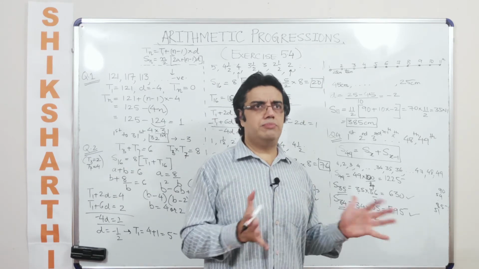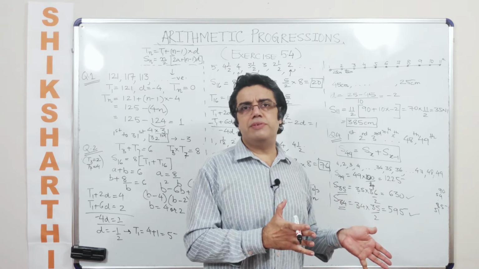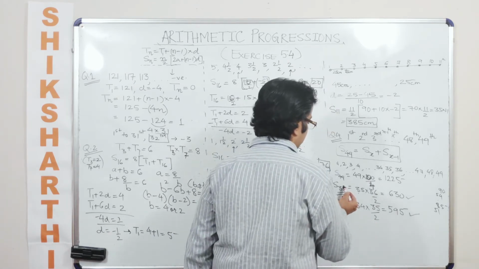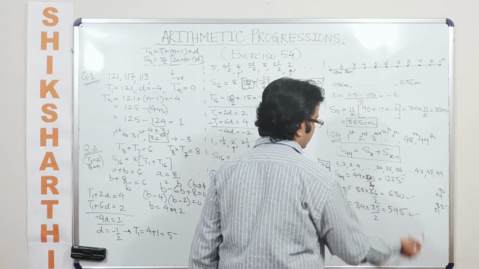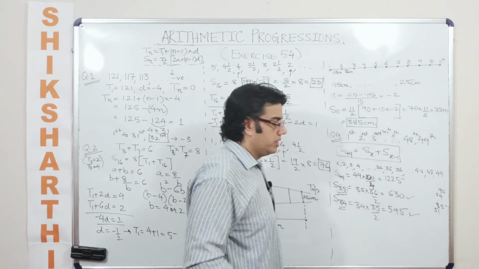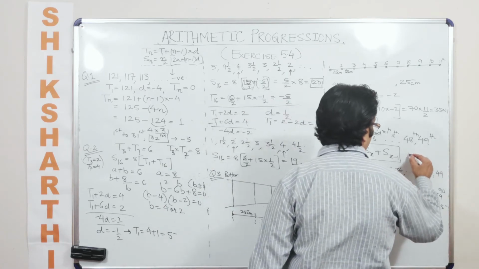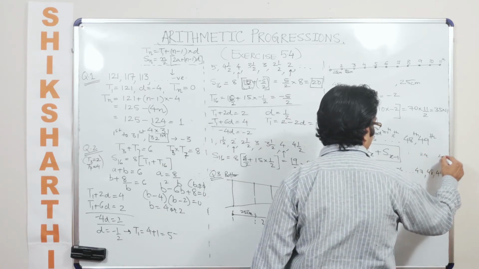Is it correct? So 1 plus 47 is how much? 48 divided by 2 is 24. So the value that you had to take here had to be a value which is greater than 24. That is the first point. Now when you say 1, 24 and 47.